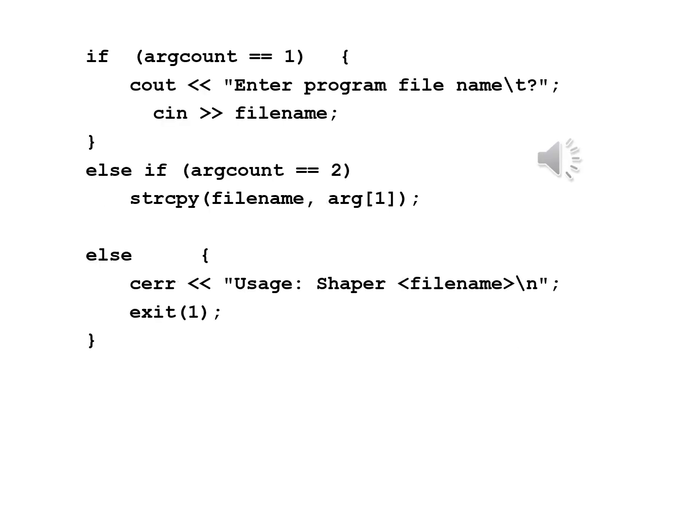Here you see the if-else construct, where we check the number of parameters we've counted, and we deal with it appropriately. If it's only one, we need to prompt the user for the file name and read it in. If it's two, we simply copy over argv[1], the second parameter, which is the file name. If it's anything else, we print the error message that the usage is shaper and then the name of the file, and we exit, giving the code 1 to indicate the problem.